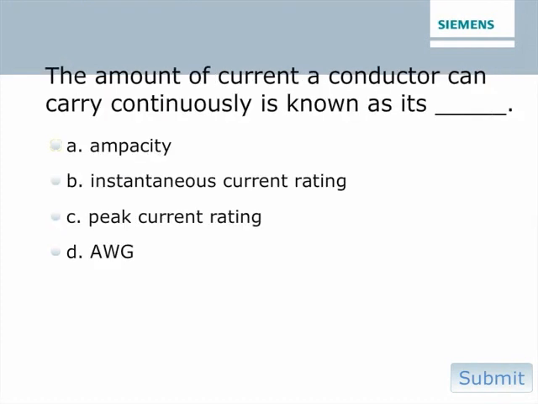Question 2. The amount of current a conductor can carry continuously is known as its, is it A, ampacity, B, instantaneous current rating, C, peak current rating, or D, AWG?